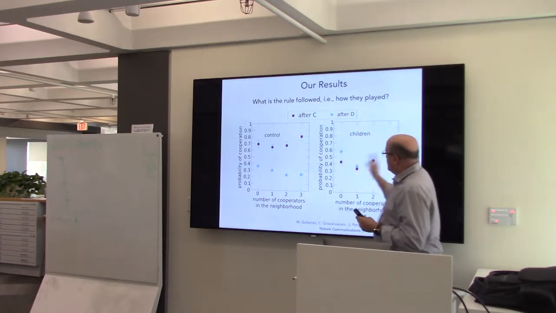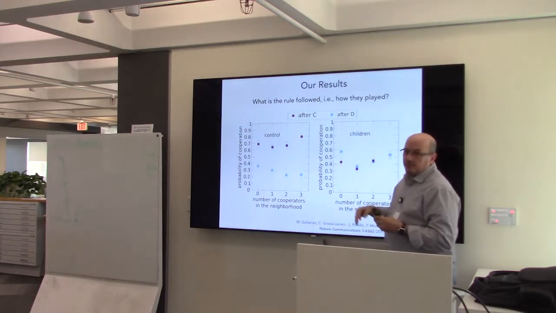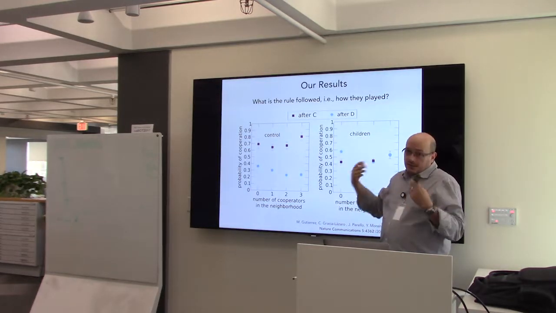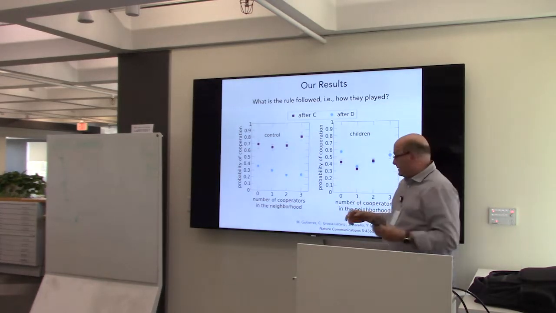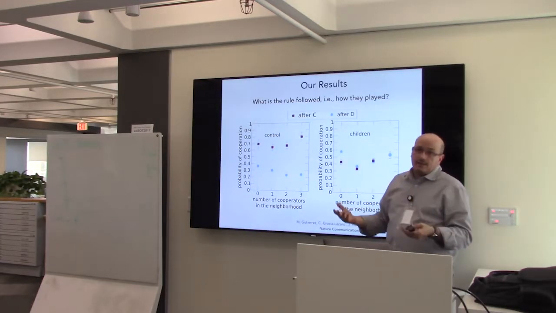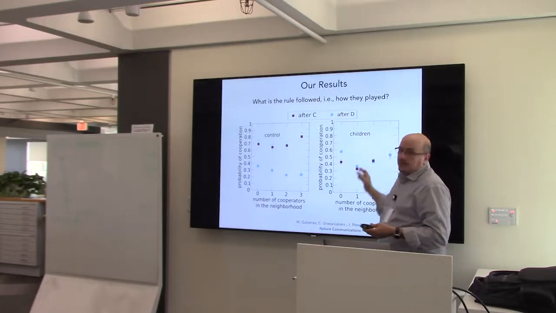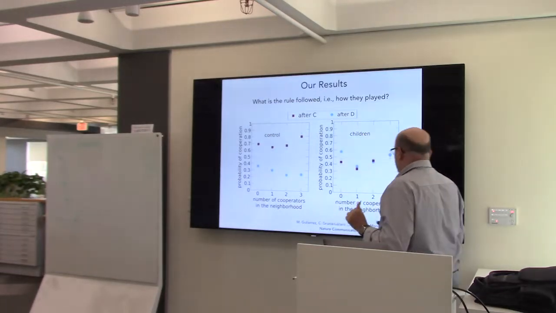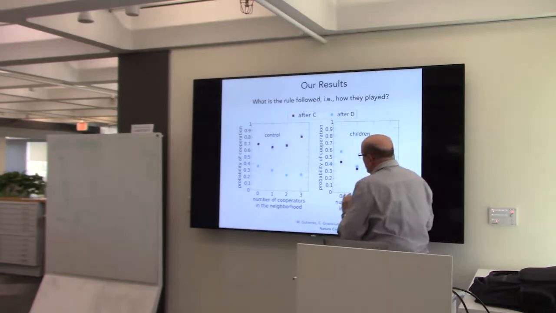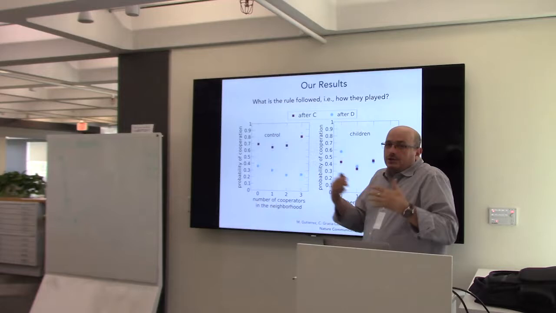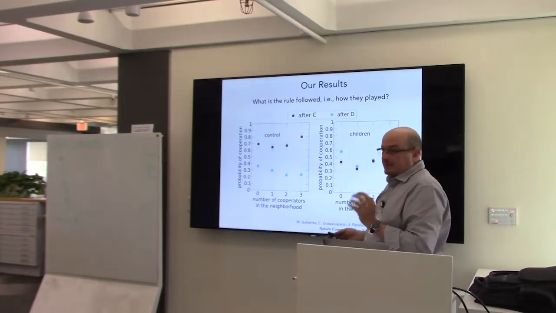But kids, they don't distinguish between previous action of cooperation or defection. It's true that it's conditional to the environment, in the sense that the more cooperators they have in the neighborhood, the more likely it is that they cooperate. But that's independent of the previous action. So they don't have memory. They are Markovian, let's say. They have no memory at all. They play according to what they see in the environment.